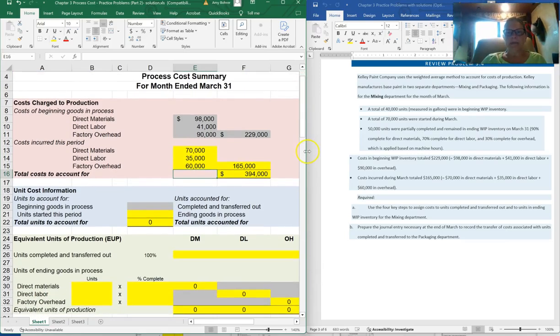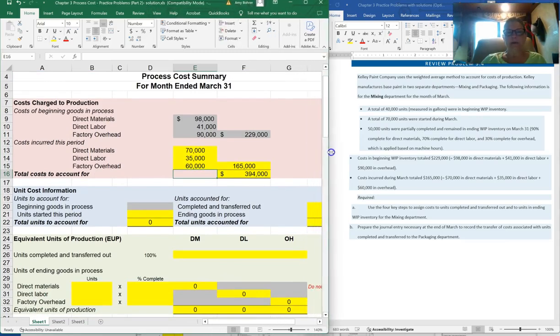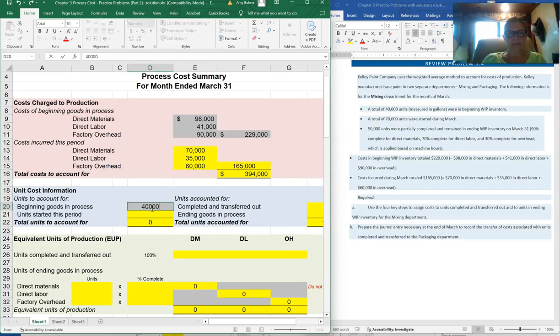The next step in the process is to figure out how many units we have to account for, and that was given to us up here. It says there's a total of 40,000 units in beginning work in process inventory. So we're just going to fill that in, 40,000, beginning work in process. And then 70,000 units were started during March. So units started during the period, 70,000. So we have 110,000 units to account for.